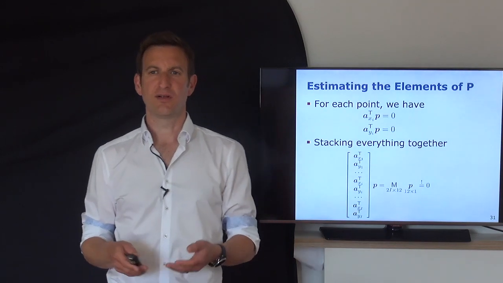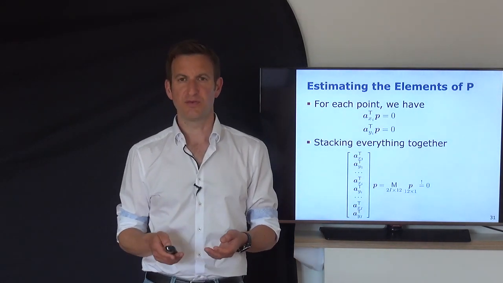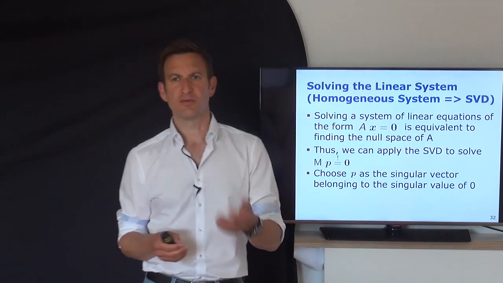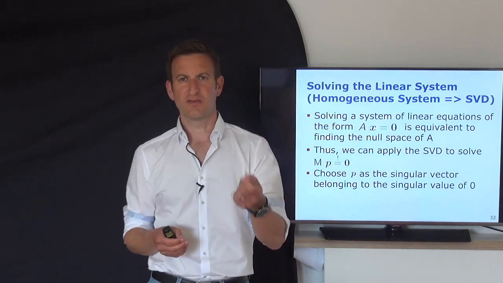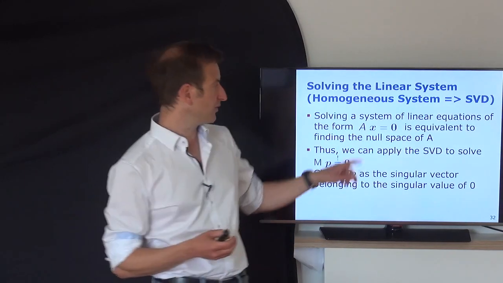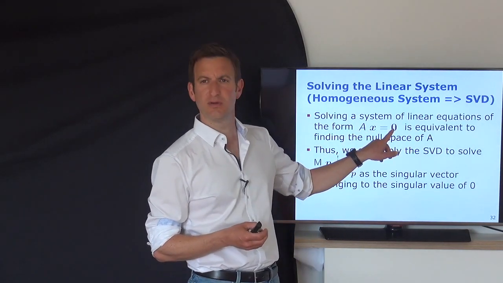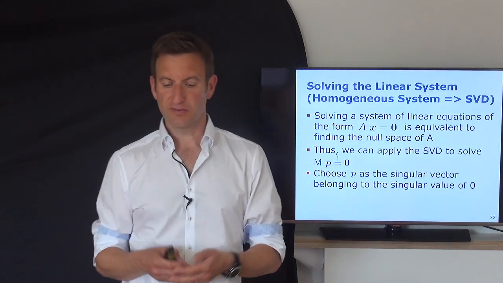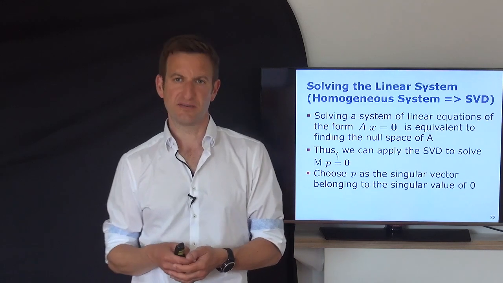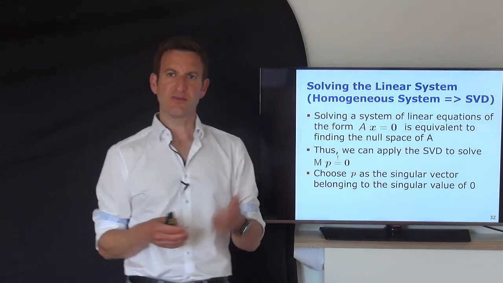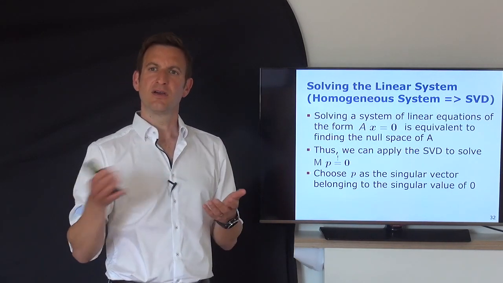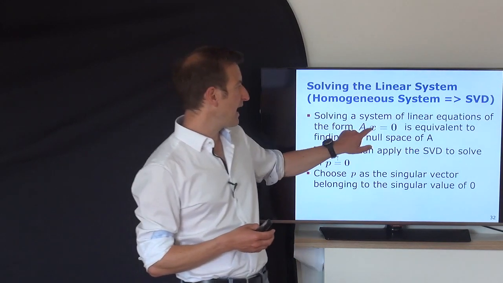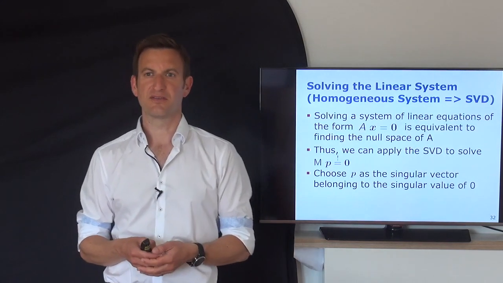So how do we actually solve this MP equals zero? This is a special type of linear system. It's a so-called homogeneous system. That means a system where the right-hand side equals zero. So this is AX equals not B, but zero over here. And solving this system is equivalent to finding the null space of this matrix A. So the null space of a matrix A is a vector which I can multiply by A and it will return zero. So X must be a vector in the null space of A.